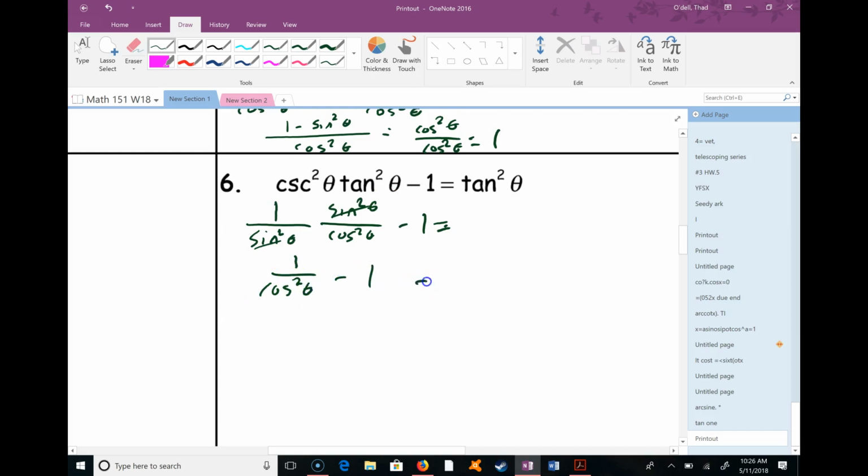Of course, if I know my identities, 1 over cosine squared is secant squared, isn't it? And why is that good? Because that's another Pythagorean identity. Secant squared minus 1 is tangent squared. So I can change that to tangent squared.